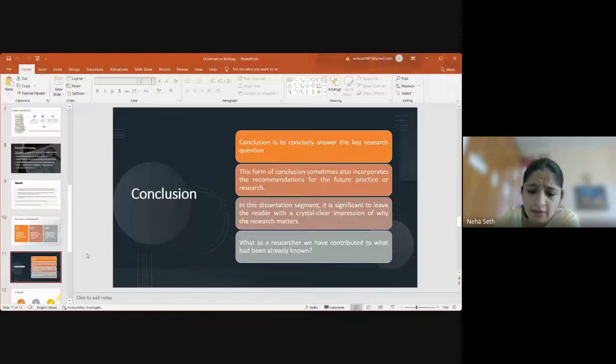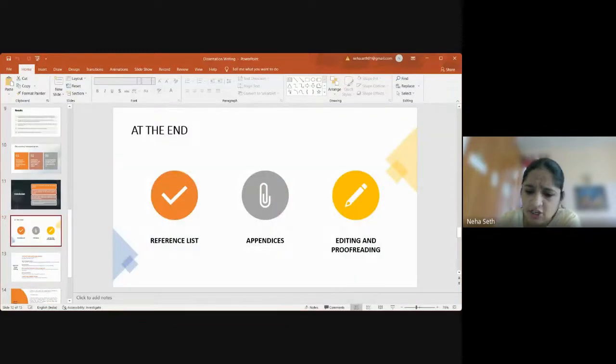Now, coming to the end, once you are done with your conclusion chapter, these chapters are finished. Just like we have those initial pages, we have some ending pages also. The first one in the ending pages is the reference list, or we can say the list of references. In some theses, it may also be given the name of bibliography.